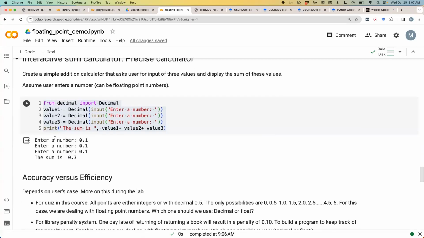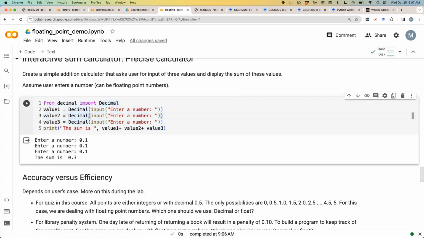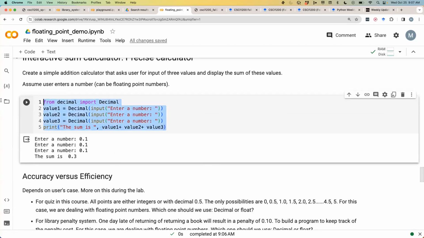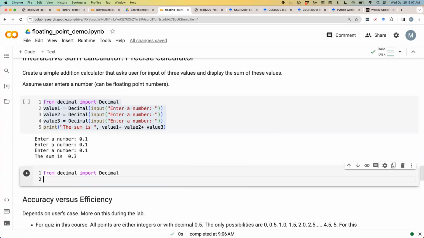And here we give a solution for the interactive sum calculator where everything is in decimal. And of course, you can extend it to any value. So it doesn't have to be with just 3 values. It can be any number of values. So this is homework to do: extend the above code to any number of inputs. All right. So you can extend it. So the idea is the same.